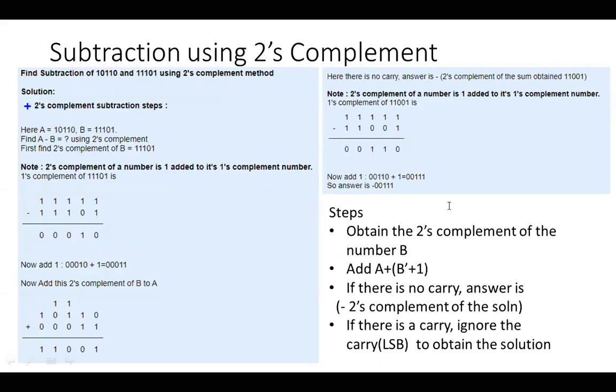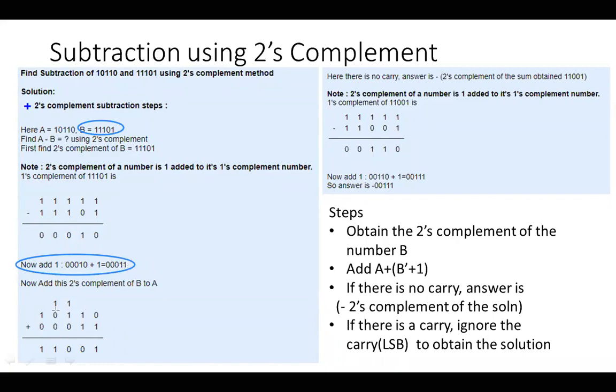So let us take the same example. What was our first example? Our first example was 22 minus 29 using twos complement. So take the twos complement of the second number, which is B, which is 29. The ones complement of B will be 0, 0, 0, 1, 0. Then we have to add 1. So it will be 0, 0, 0, 1, 1. This will give you the twos complement.